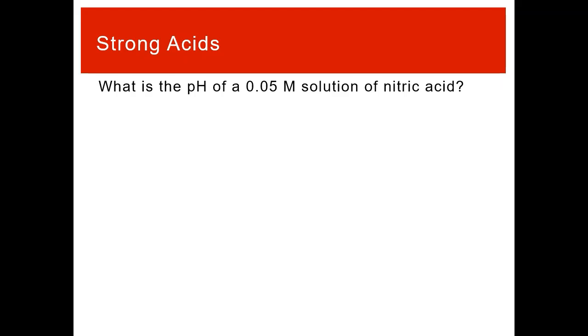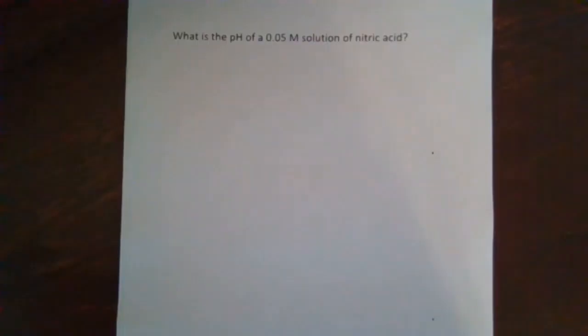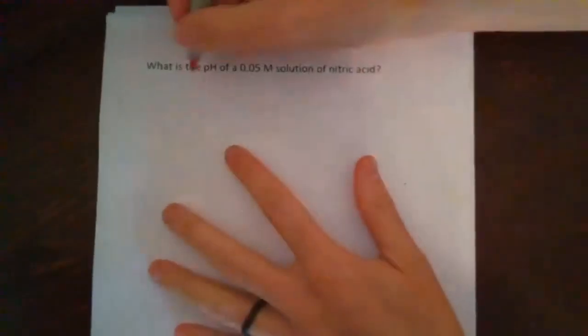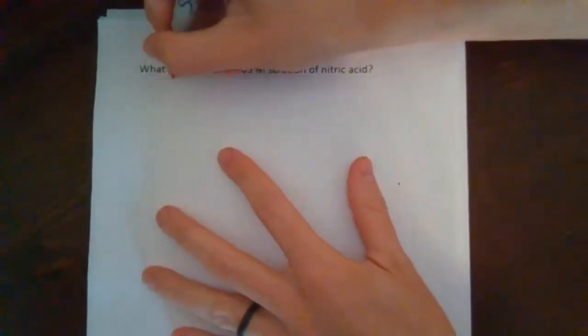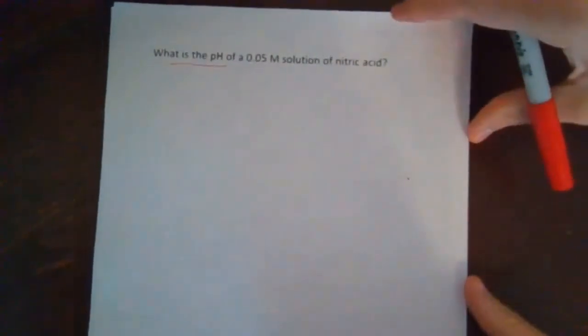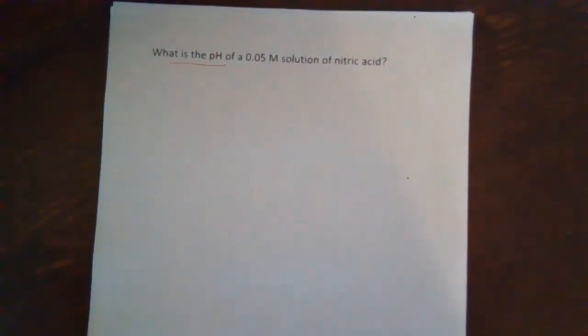Let's look at an example. What is the pH of a 0.05 molar solution of nitric acid? So this is what we want to be able to do. We have our solution that we've prepared, a 0.05 molar solution of nitric acid. We want to be able to characterize that solution by knowing what the pH is.